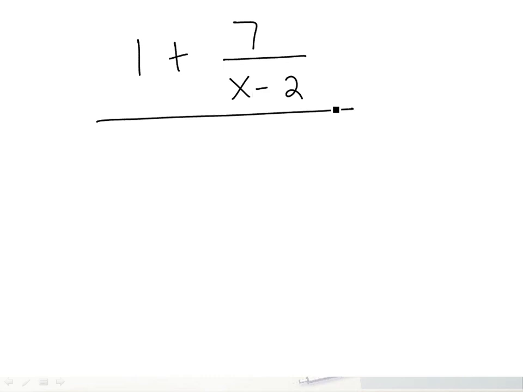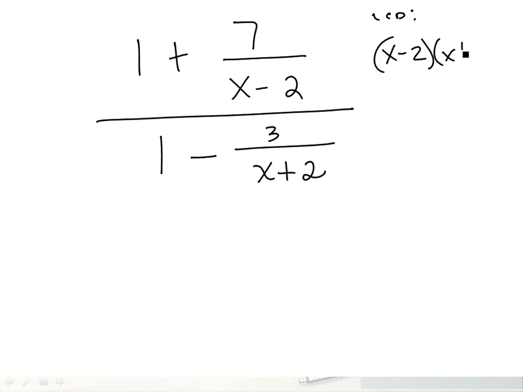Let's say you had 1 plus 7 over x minus 2 divided by 1 minus 3 over x plus 2. Okay, now what is your LCD? So these are totally different denominators. So the LCD is actually both of those, x minus 2 times x plus 2. So that is the LCD.